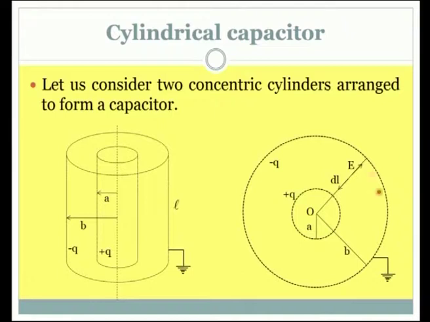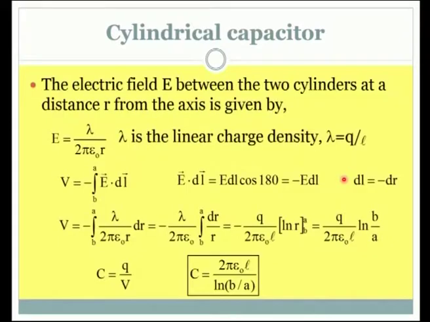This is a cross sectional view of the arrangement. It is actually a cylindrical one. The electric field is from positive to negative, so we move from the negative to the positive cylinder, from b to a. What about the electric field that exists between them? This is the known expression for us, the electric field due to a line charge, where lambda is the linear charge density. So, it is q divided by L.